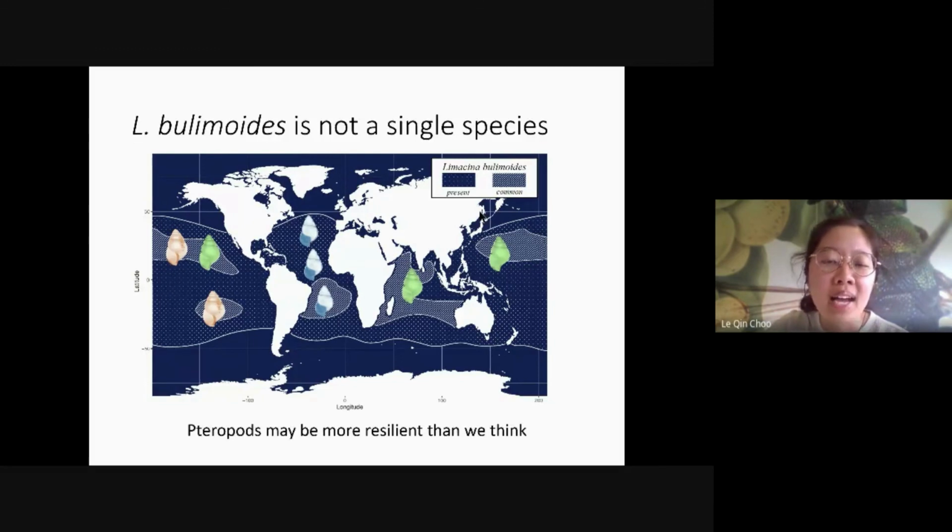This, coupled with their high standing genetic variation and large effective population sizes, means that they may be more resilient than we think to future ocean changes.